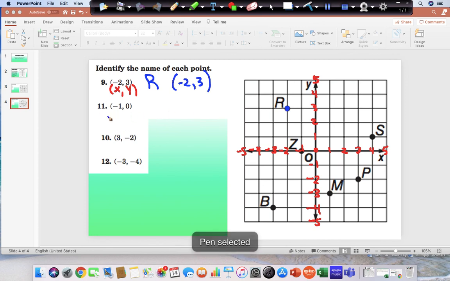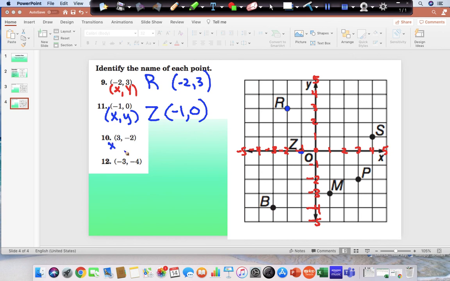Okay, so this next one is -1, 0. So we are going to go to -1 on the x-axis first, and then 0 on the y. So to get to -1 on the x-axis, we start at 0, 0, which is our origin, and we go to -1. The second number is 0. That means we go up or down 0, which means we're at our point that we need to be at. So this is our point, which is Z. Z is at -1, 0.